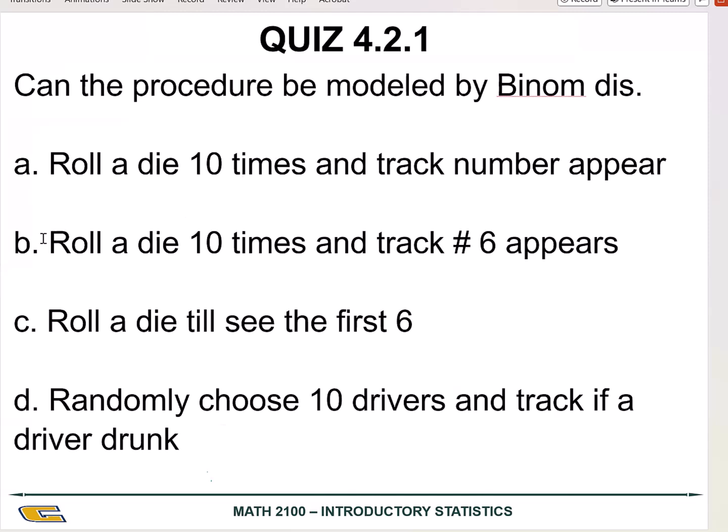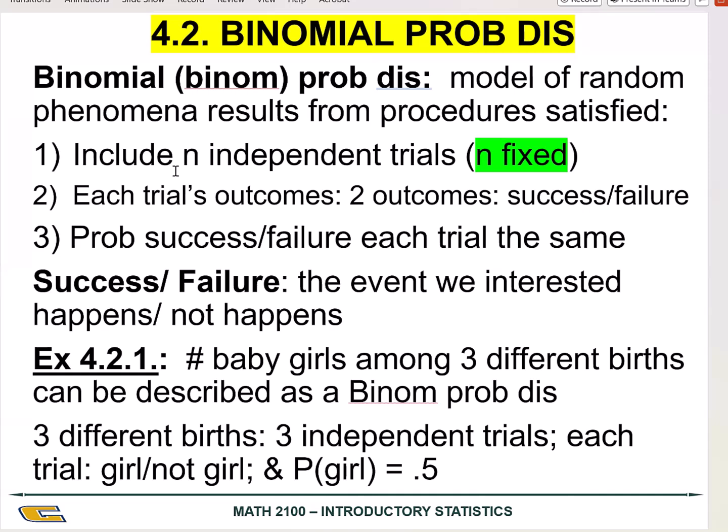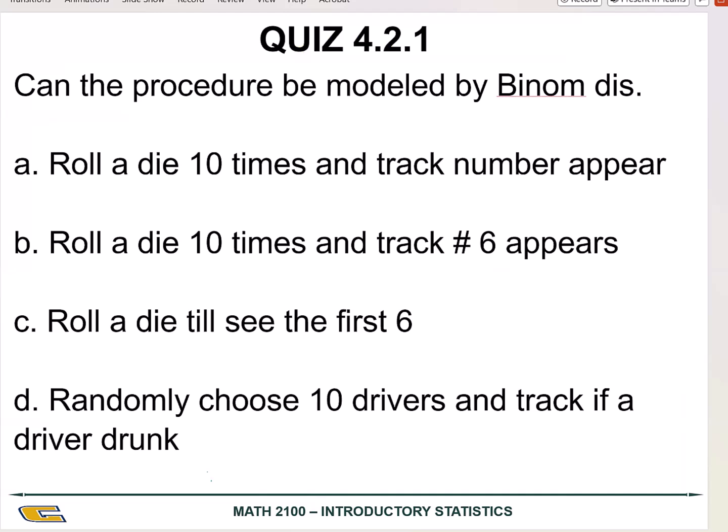But how about B, we roll a die 10 times and we track whether number 6 appears or not, right? At that time, again, the first condition is satisfied, but how about the second? You see, we have 2 outcomes, because the thing we care about is whether number 6 appears or not. So if 6 appears, we say success. If not, we say failure.